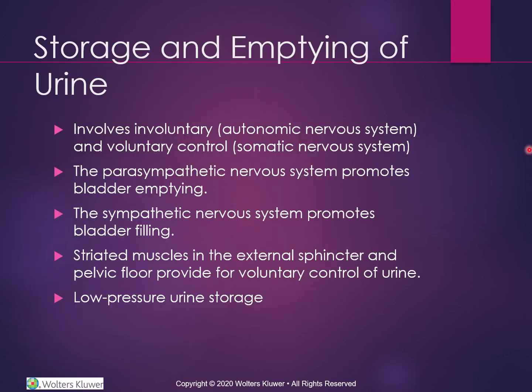So storage and emptying of the bladder involves both involuntary control from the autonomic nervous system, as well as voluntary control from the somatic nervous system. The parasympathetic nervous system promotes bladder emptying by causing contraction of the detrusor muscles, and the sympathetic nervous system promotes bladder filling by causing inhibition of the detrusor muscles. There are also striated muscles in the external sphincter, as well as in the pelvic floor, that allow for voluntary control of urine. And that's the somatic nervous system piece of bladder storage and emptying.